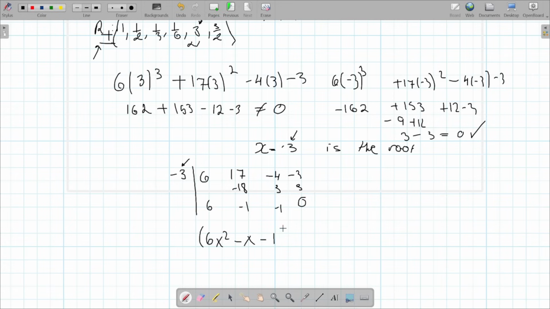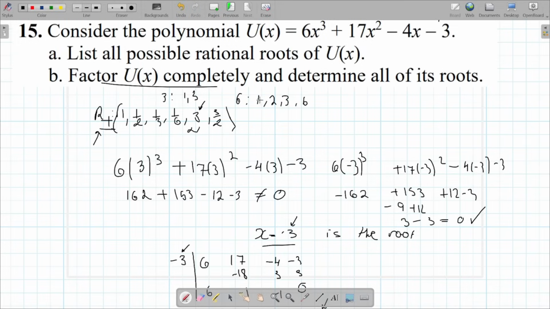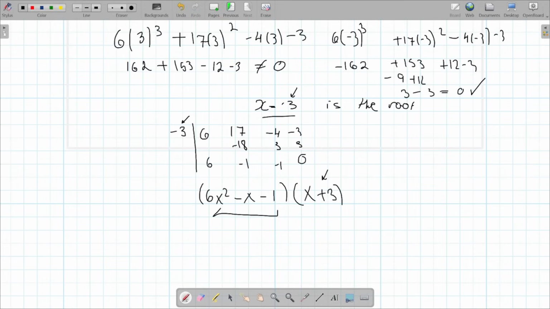So this can be rewritten as 6x squared minus x minus 1. And since minus 3 is the root, how do I write the factor? I write it as x plus 3. Please don't write x minus 3, because that would mean the root is positive 3. But since my root is negative 3, I write it as x plus 3. Okay, they said factor it. Is this factored completely? No, it's not.